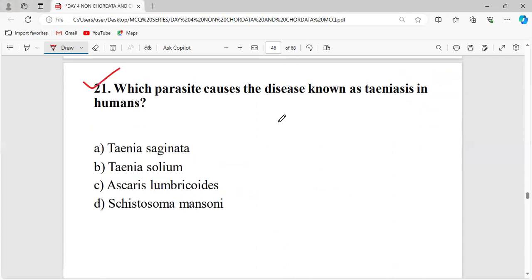Now, which parasite causes the disease known as teniasis in humans? Taenia saginata, Taenia solium, Ascaris lumbricoides, Schistosoma mansoni. Teniasis in humans. Please be clear with this question. I have included this question in our PPT. The exact wording has been mentioned in that PPT.